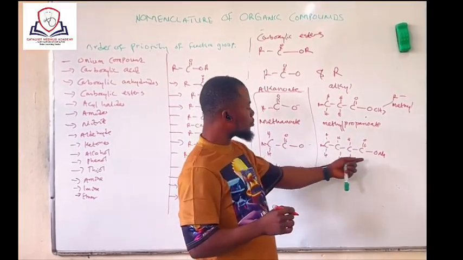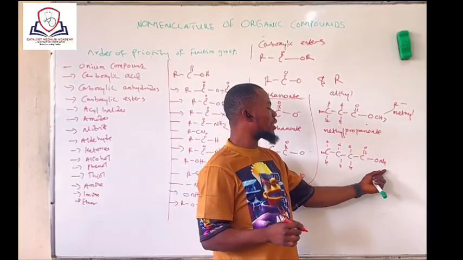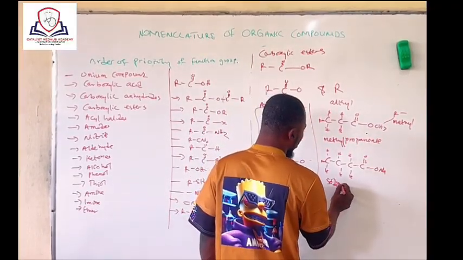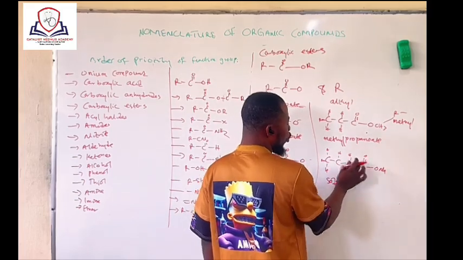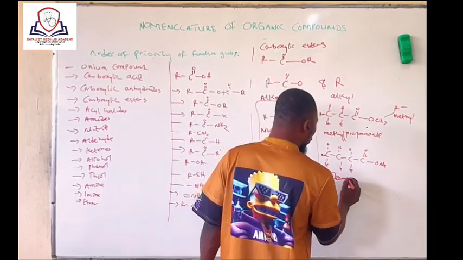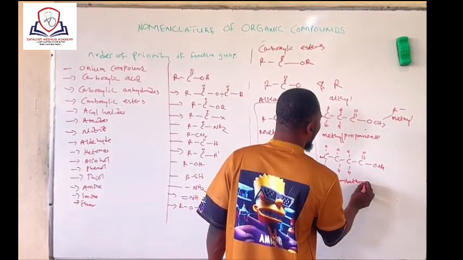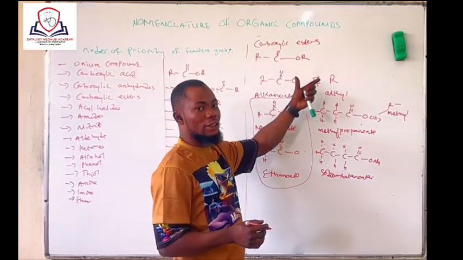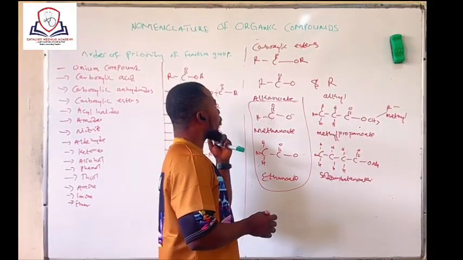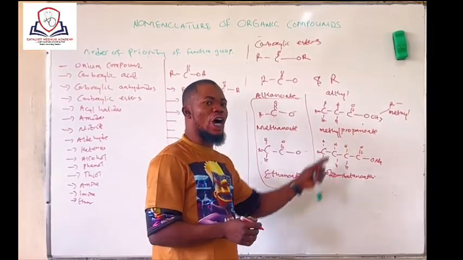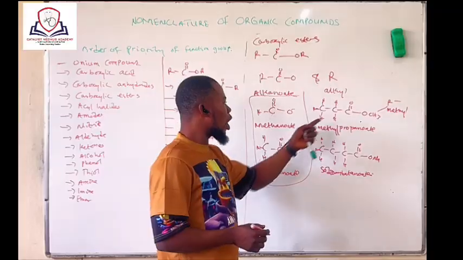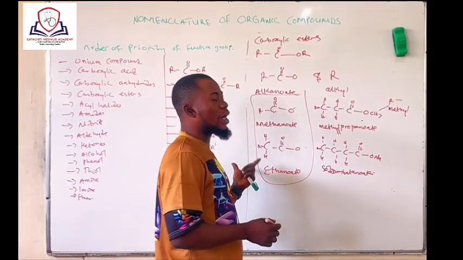Now you can also have something like this. You can see that the R part here has turned to sodium. So if you have sodium, 1, 2, 3, 4, carbon number 4, sodium butanoate. So this is how you can name a carboxylic ester. Divide it into the alkyl part and your R part. Name your R part first before the acyl part.